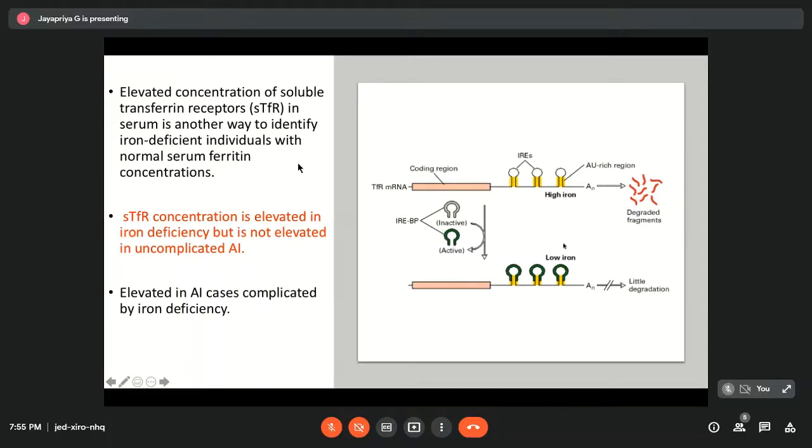So it indicates that in iron deficiency anemia, the transferrin receptors will be more. But in anemia of inflammation, the transferrin receptor concentration is not affected, it is not elevated. But one thing to remember is that when anemia of inflammation is complicated by iron deficiency, just like in iron deficiency, the serum transferrin receptor concentration can be elevated.